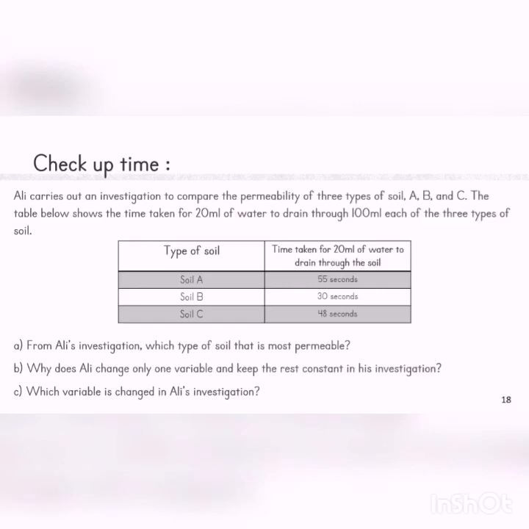Part A. From Ali's investigation, which type of soil is most permeable? Part B. Why does Ali change only one variable and keep the rest constant in his investigation? Part C. Which variable is changed in Ali's investigation?